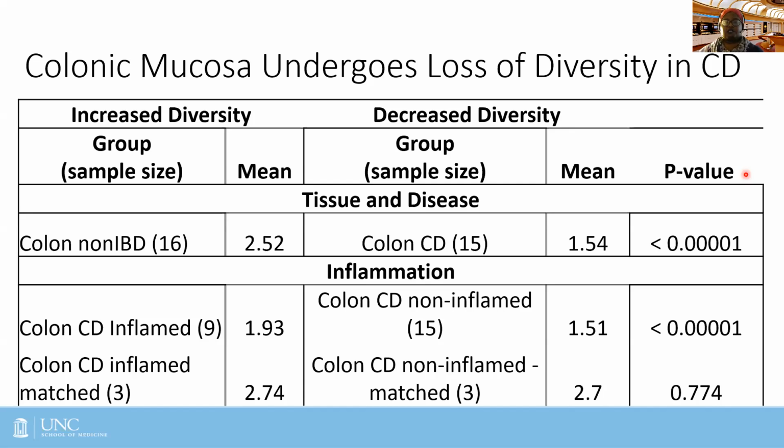We also looked at inflammation, which is a primary phenotype seen within Crohn's disease. And when we looked across all our inflamed and all our non-inflamed patients, interestingly enough, we saw that our inflamed patients showed an increase in diversity compared to our non-inflamed Crohn's disease patients within the colonic mucosa. But when we restricted to only matched patients, while we only had 3 for 3, we noticed that this difference disappeared.